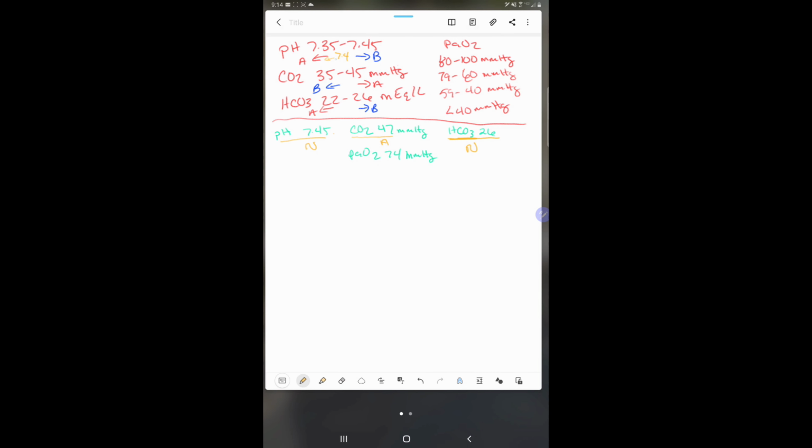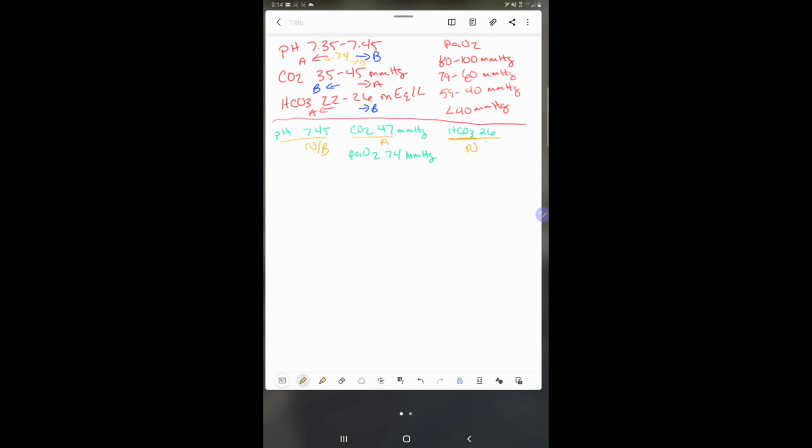So 7.39 and down is considered an acid. Anything going above it, 7.41, and going to the right is going to be considered a base. This is just talking about your pH. So this is 7.45, so it's leaning towards the base side. So I'm going to put /base.